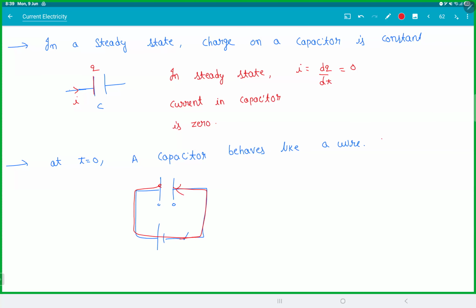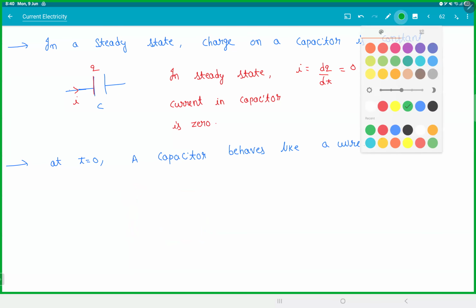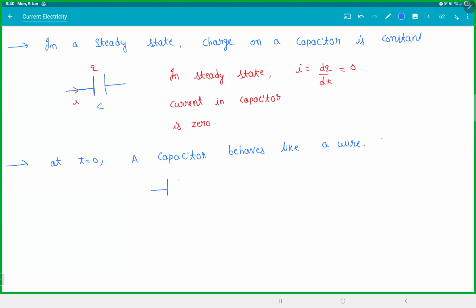So for the first electron, is there any opposition? It just goes there. But when the second electron tries to go here, this electron which is already there will repel the second electron. That means as charge is accumulating on the capacitor, it becomes more and more difficult for charge to come and accumulate. So for the first electron, that is the first instant, there is no resistance. So if you take an empty capacitor and just close a switch, it behaves like a wire.